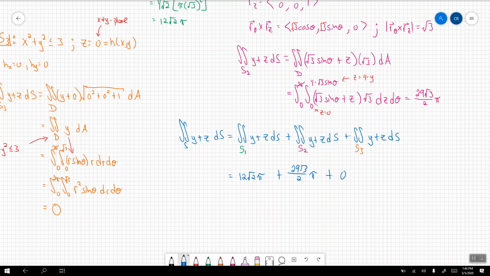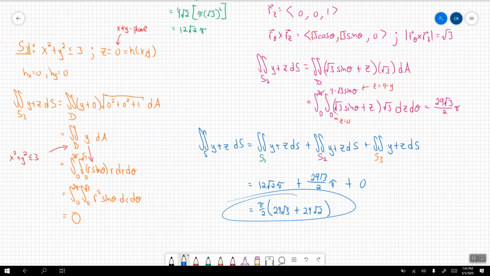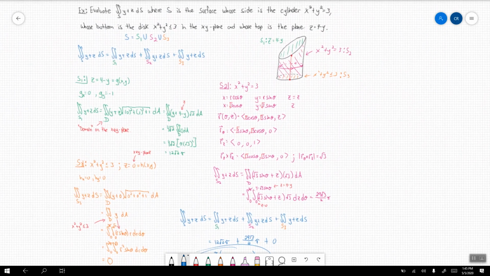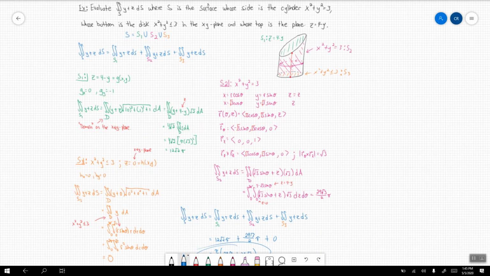So what do we get as our final answer? Well, our final answer for that surface integral that's made up of those three surfaces is going to be pi halves multiplied by 29 root 3 plus 24 root 2. And there we have it. This is our final answer. Alright, so there is a lot of work that goes into this type of problem, as you can see here.